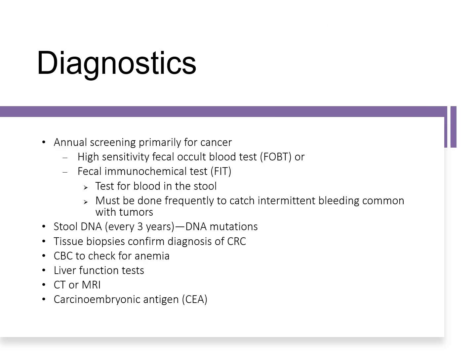All right, so annual screening primarily for cancer. They have specialized tests, including the high sensitivity fecal occult blood test and the fecal immunochemical test, FIT. Not everybody is going to get these things. It's usually because they have that family history or they have other signs and symptoms that they're high risk for. So we can do stool DNA every 3 years. Tissue, of course, through a biopsy to confirm the diagnosis. We also want to do blood tests, CEA, which is carcinoembryonic antigen testing.